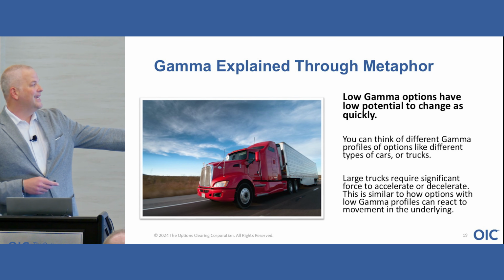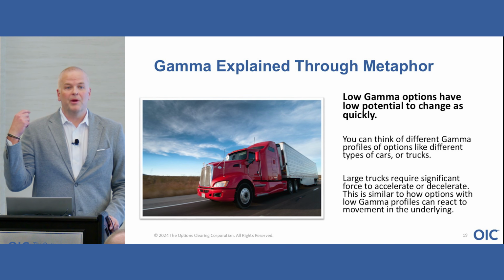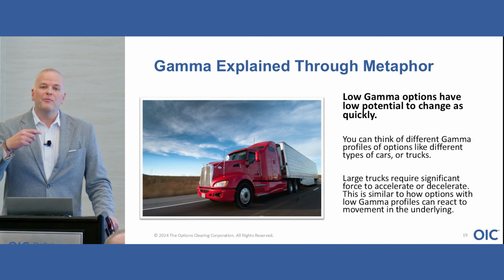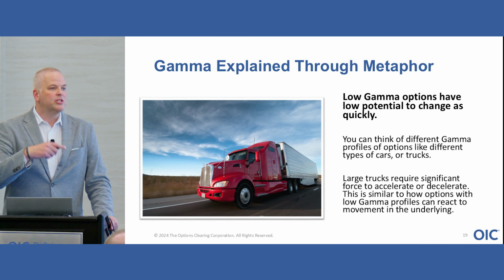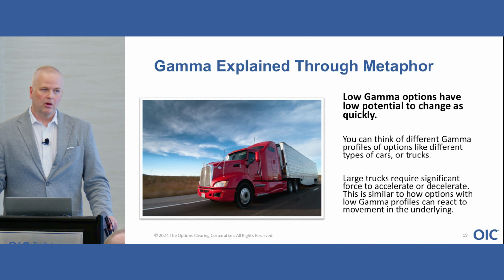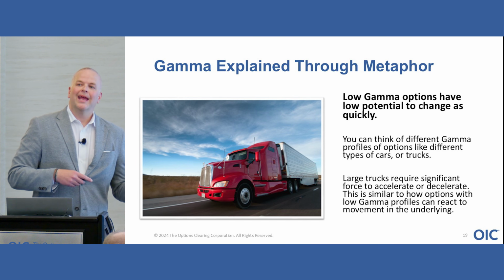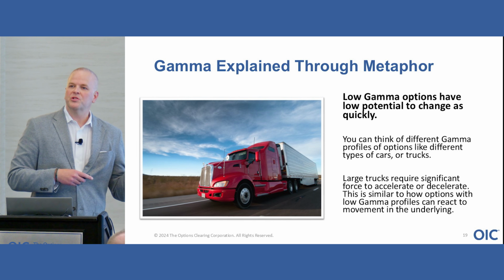Large trucks require significant force to accelerate or decelerate. If you're thinking about an option in the back of the curve, movement in the underlying is not going to move that option quite as much per every $1 move because the gamma is lower. Because it's less sensitive to underlying movement, it's more sensitive to implied vol. It has more vega in the back of the curve. It has more gamma in the front of the curve.